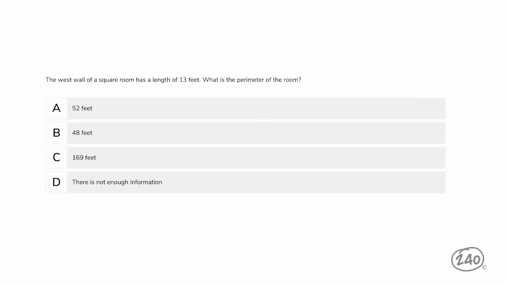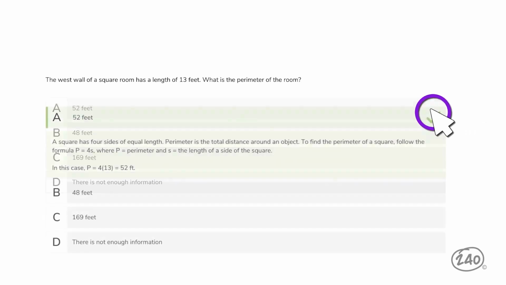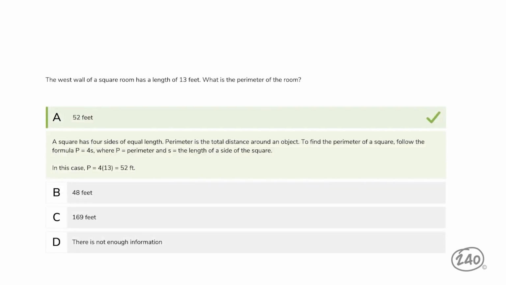We finished patterns and algebra. We've got just 2 competencies left. Next up, geometry and measurement. We're told the west wall of a square room has a length of 13 feet, and they want the perimeter of the entire room. Well, squares have 4 sides of equal measure. So the perimeter, the area around the figure, would be 4 times 13, which is 52.